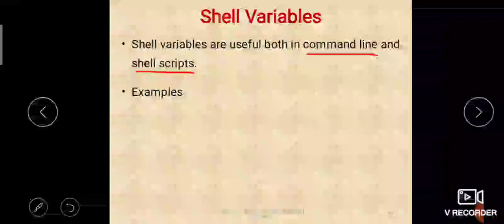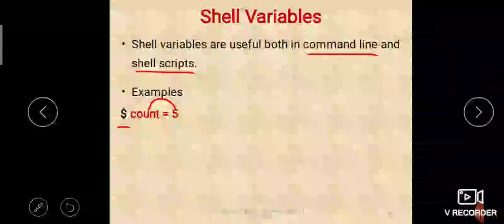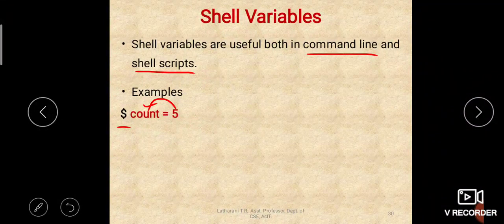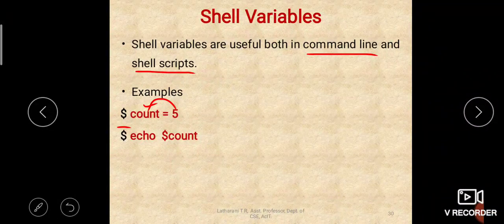An example of a shell variable is when you create on the command line count=5. Now this count is a variable and it is assigned the value 5. The variable is created as soon as you give a variable name and assign some value to it. Then if you would like to see the value of that variable, you can say echo $count. Whenever we need to see the value of a variable, we prefix the dollar symbol to it to get the value of that variable, right?